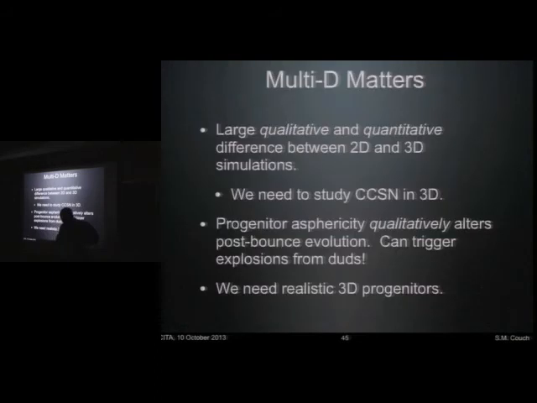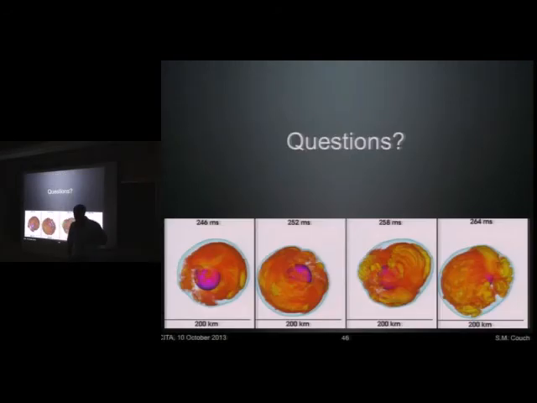So there are large qualitative differences between 2D and 3D, and so we've got to study core collapse supernovae in 3D. It's just got to be done. And progenitor asphericity qualitatively alters the post-bounce evolution, so we've got to study progenitor evolution in 3D too. This is still a big open question and problem in core collapse theory, which I hope some progress will be made on soon. Anyways, I think I'm exactly at 1 hour. So thank you very much for your attention, and I'm happy to take questions.